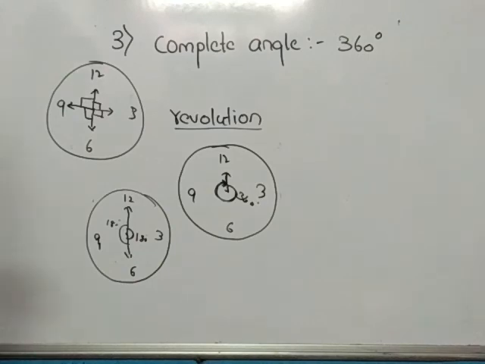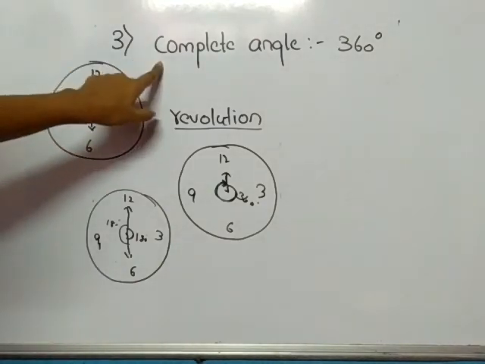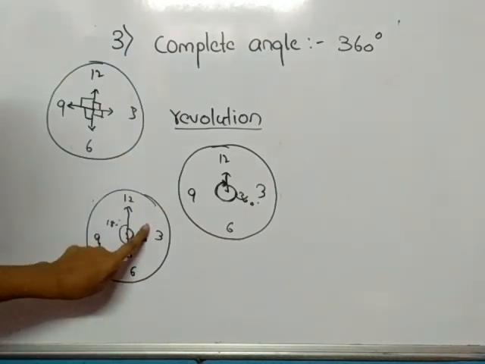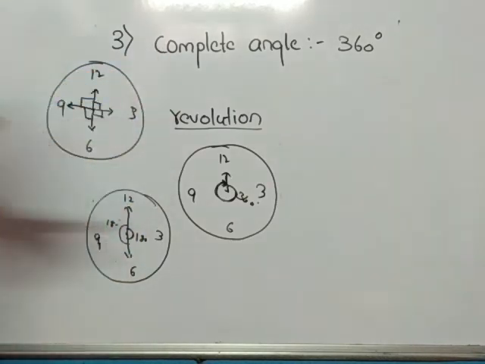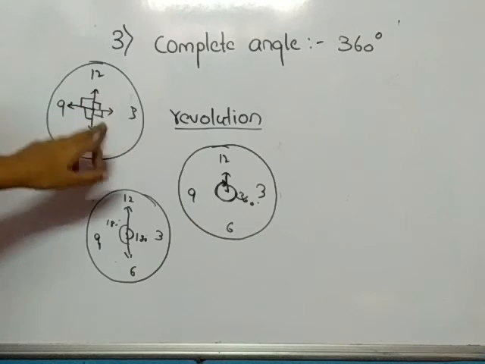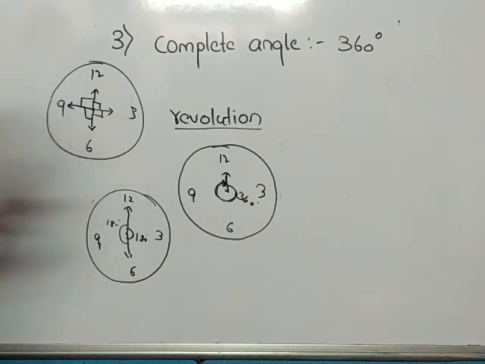This is about a complete angle. Once again we'll repeat. To make a complete angle, we require 2 straight angles. To make a complete angle, we require 4 right angles. And the definition of the complete angle is, if an angle measures 360 degrees, then such types of angles are called complete angles. I hope you all have understood what a complete angle is.